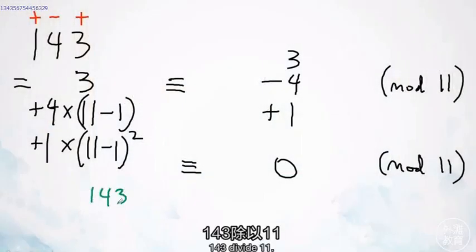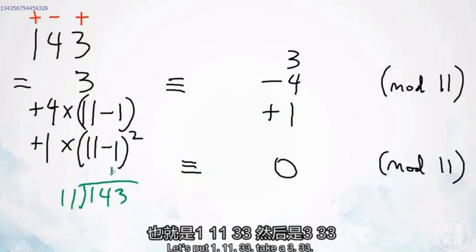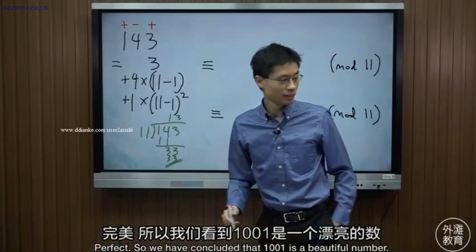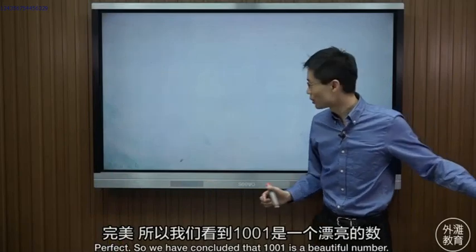1, 4, 3, divide 11. Let's put 1, get 11. 33, take a 3, 33. Perfect. So we have concluded that 1001 is a beautiful number.